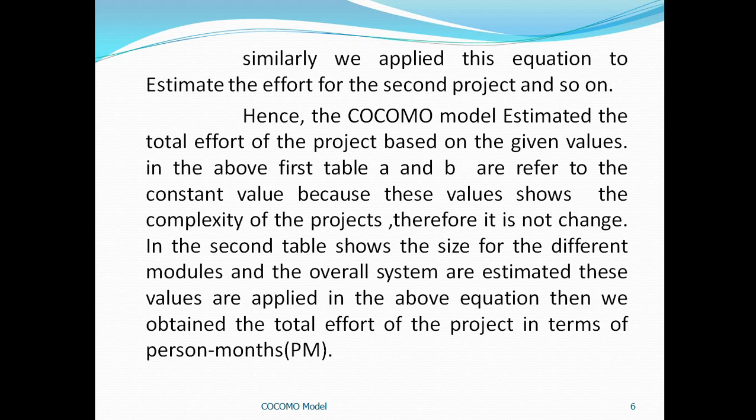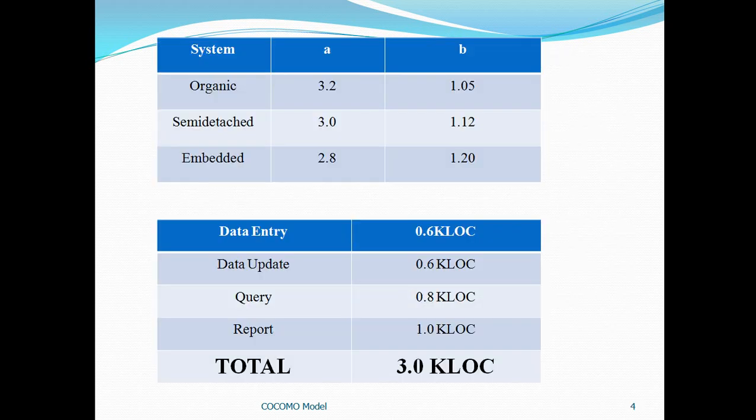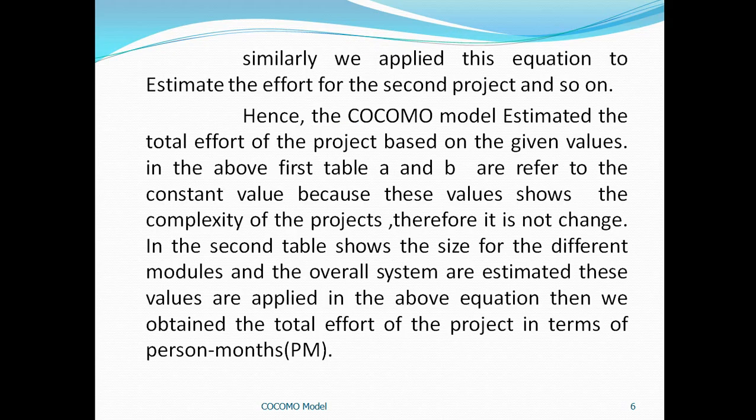Hence, the constructive cost model, which is shortly called the COCOMO model, estimated the total effort of the project based on the given values. So already here we are given the values, right? Three different systems and A and B values are given, and a total size of the project 3.0 KLOC and number of modules. Okay, here 1, 2, 3, 4 modules are there in the project. So the COCOMO model estimated the total effort of the project based on the given values.